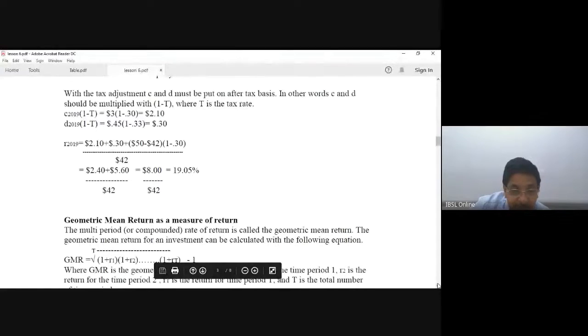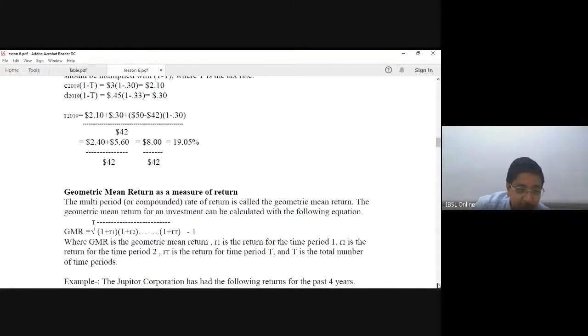Okay. Right. I will now go to the GMR, that is geometric mean return as a measure of return. Now, this is a very important one. Why I say important is generally people go for the normal average, the arithmetic average. Arithmetic mean we call it. But geometric mean is a theoretical and applicable thing in investment management. And we call it multi-period rate of return. There's another name given, we can call it multi-period rate of return also.